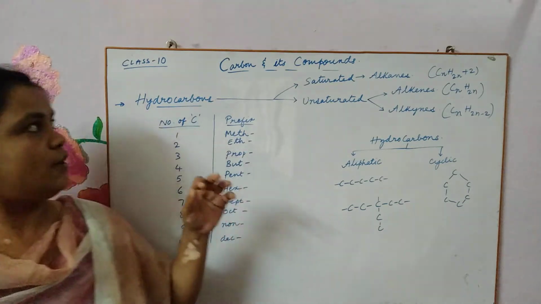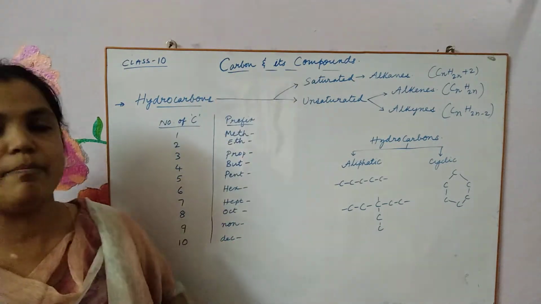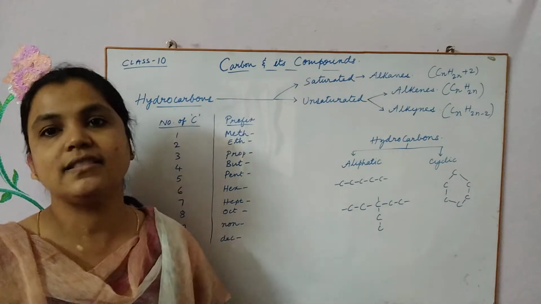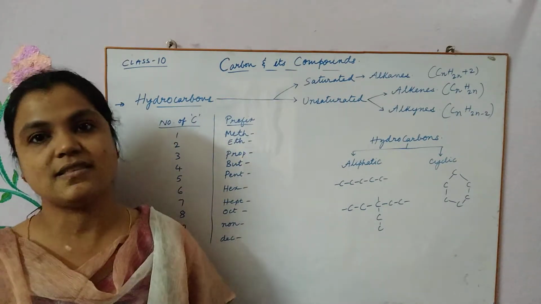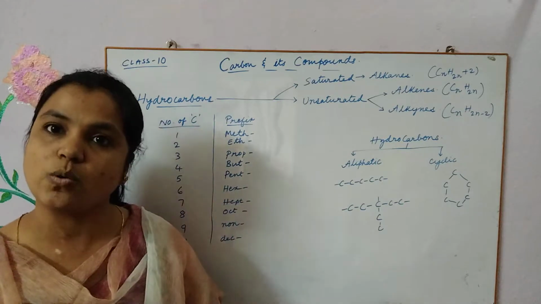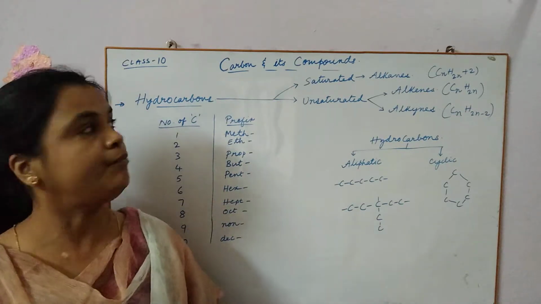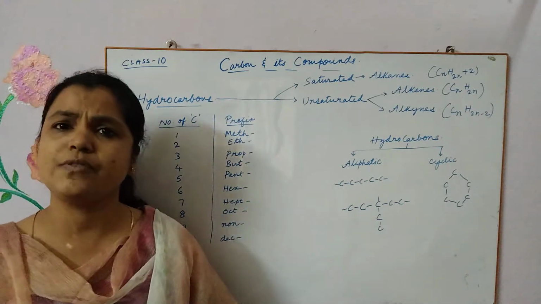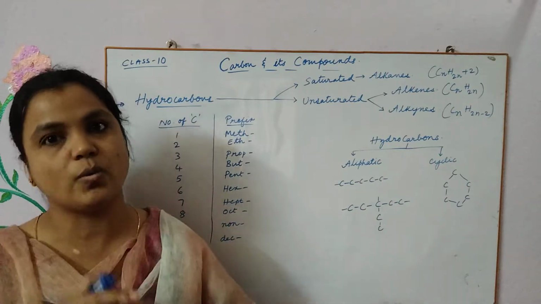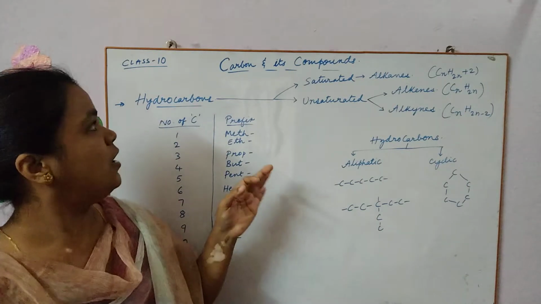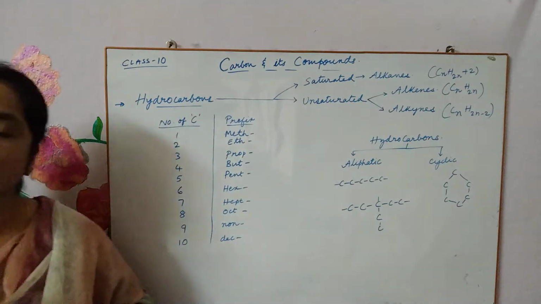Okay? So we have been learning about carbon and its compounds. We learned how versatile this element is, and what makes it so versatile. The reasons also we have seen, and also we have seen how it forms covalent bonds. Right, children? Today we'll learn about hydrocarbons, children.